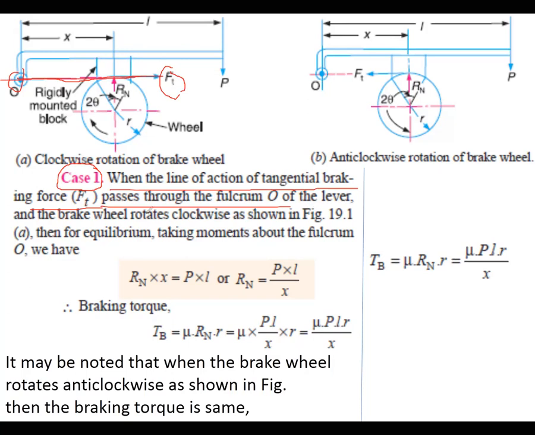The brake wheel is rotating in the clockwise direction. We took the rotating wheel in the clockwise direction in the last session also, but we did not discuss whether the tangential force passes through the fulcrum or not. Right now we are discussing the case when the tangential force passes through the fulcrum, and then we take the equilibrium and moments about the fulcrum.